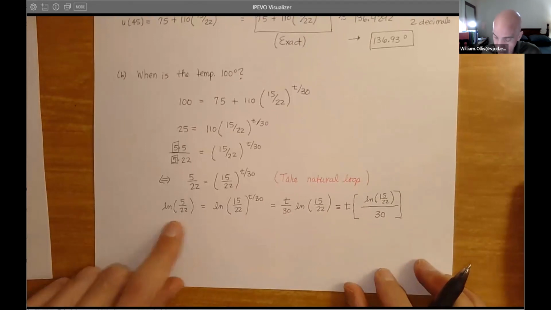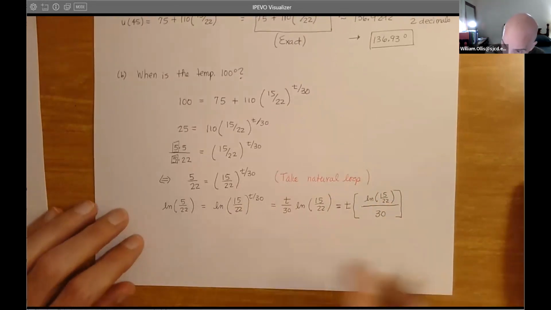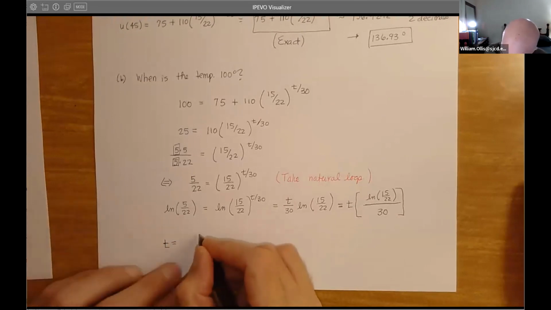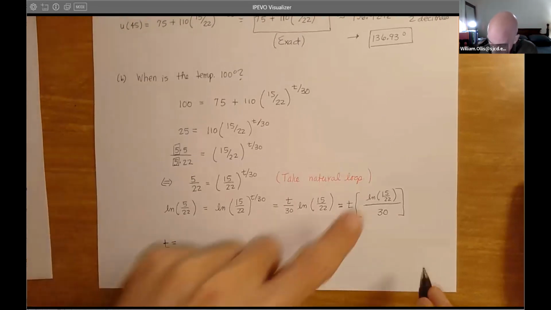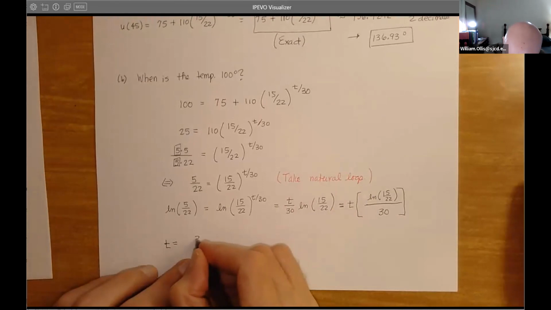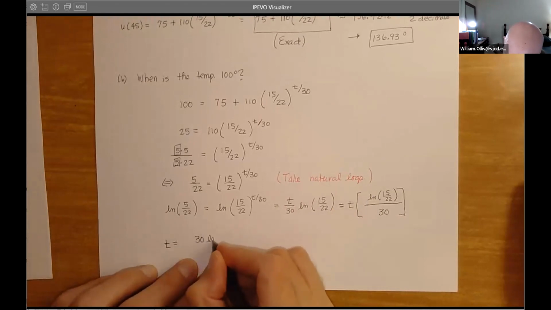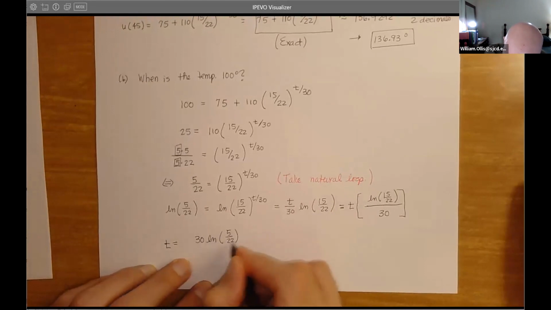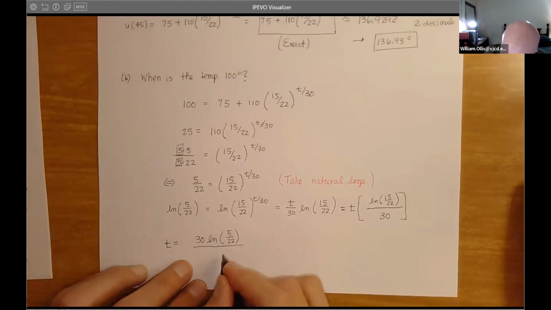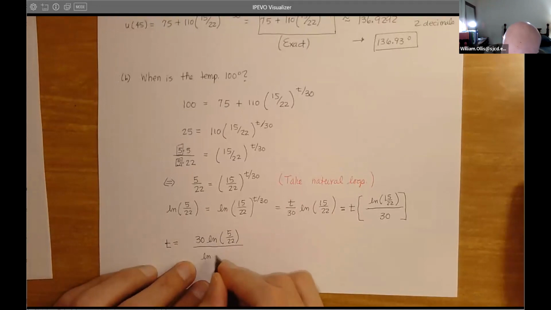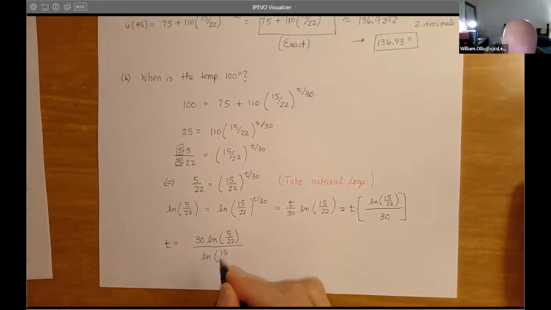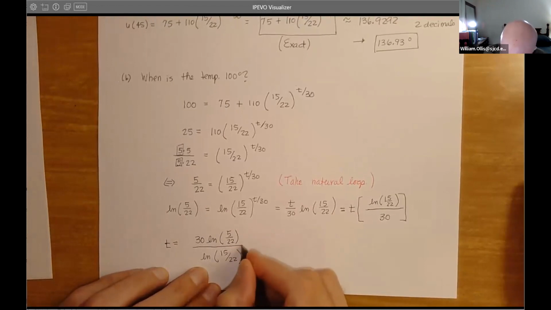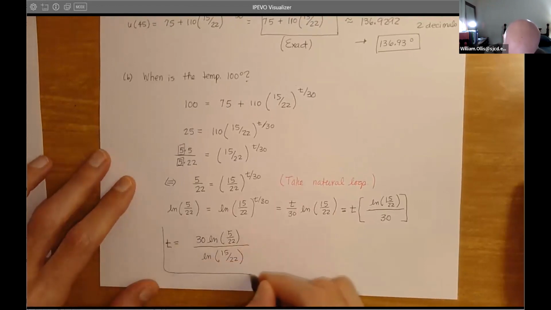So now we can just invert and multiply. So now we've got what t equals. We do the 30 upstairs and the log term downstairs. So we have 30 times the natural log of 5/22, divided by the natural log of 15/22. So again, this is the exact time.